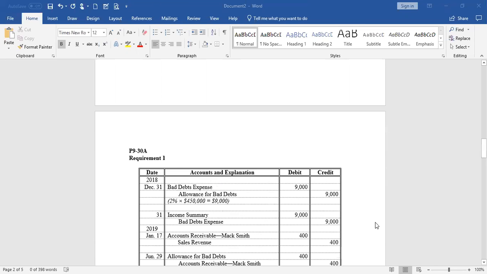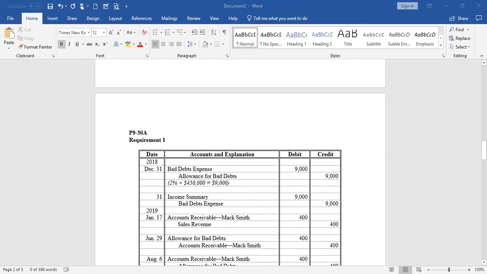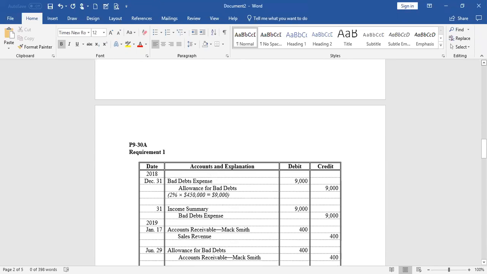So what do we do on June 29th? Well, we don't debit bad debt expense. We already recorded bad debt expense. Debit allowance for bad debts, where we stored the estimate, decrease that account and decrease accounts receivable.